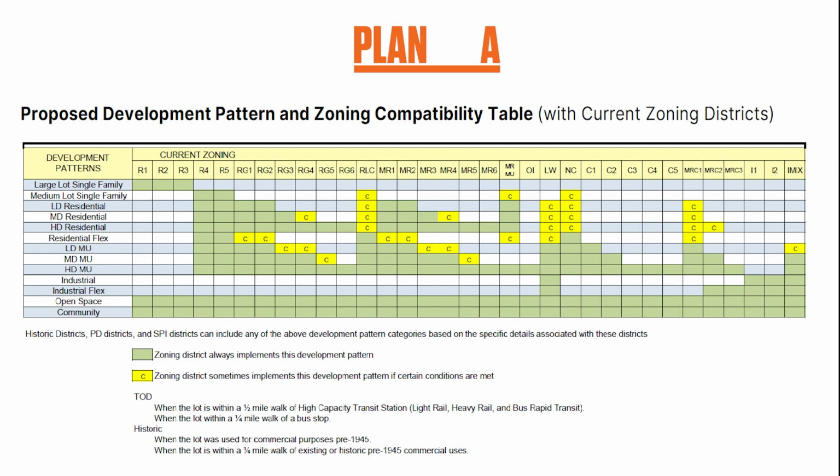This is a rough overview of each of the new development pattern categories you see here and the current zoning codes that would be considered appropriate for those development patterns. It is important to note that these are the current zoning categories and not the new zoning categories under Zoning 2.0. Those will be added in a later draft.